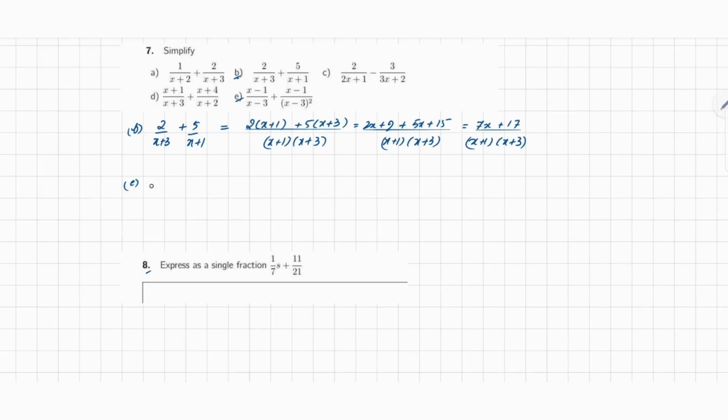Let's do question E. We have x minus 1 over x minus 3 plus x minus 1 over x minus 3 the whole squared. Over here we have x minus 3 in the denominator. Here it's x minus 3 the whole squared. We can multiply the numerator and denominator of the first term with x minus 3 to get a common denominator.